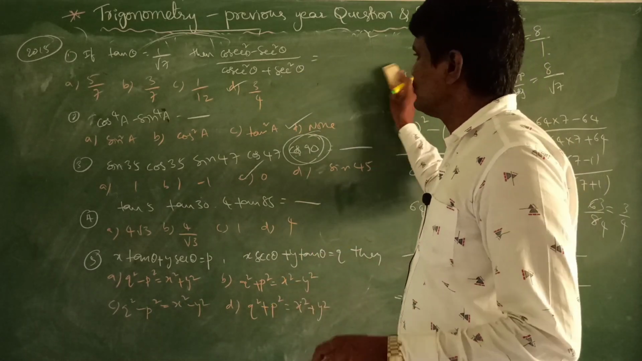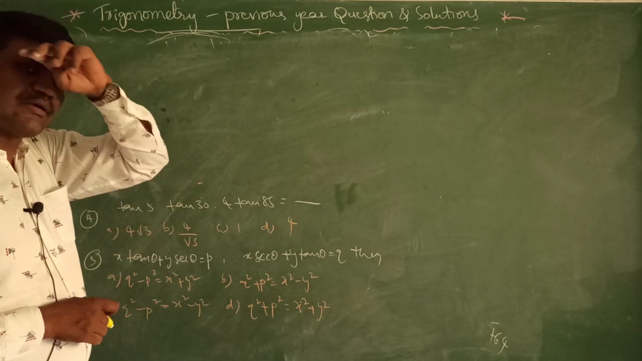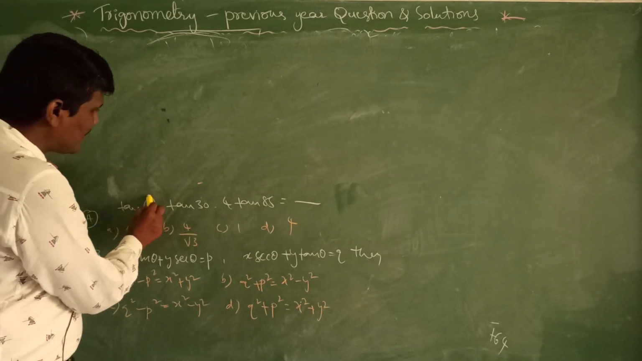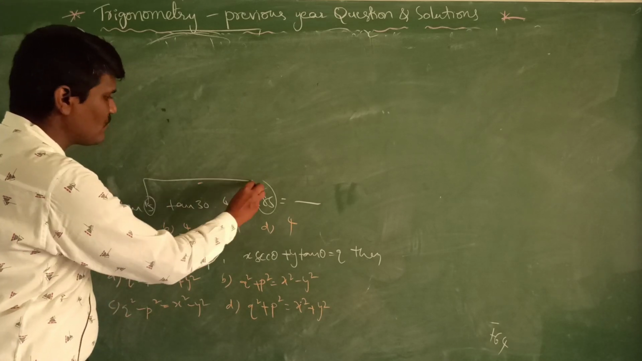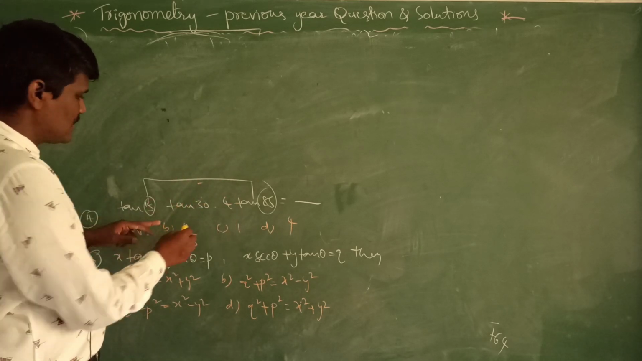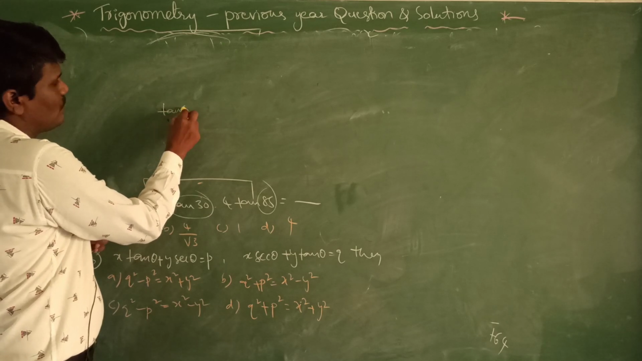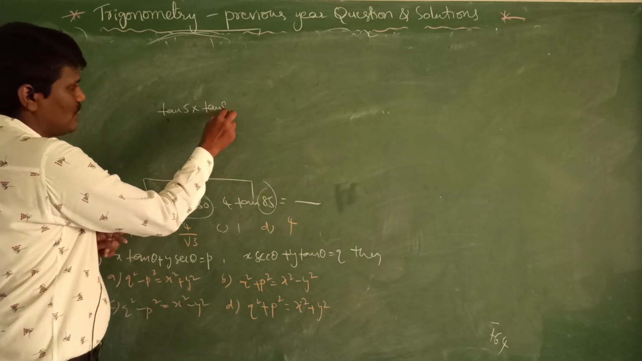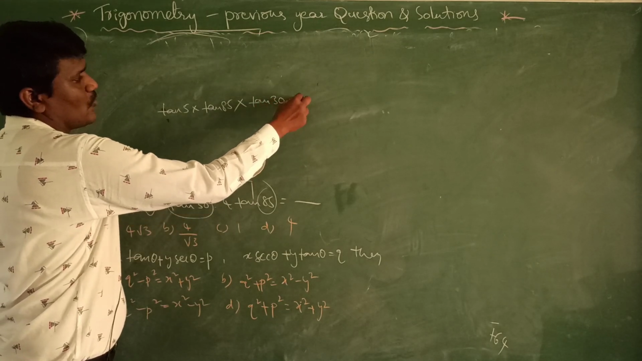Let's solve now. Now fourth problem, tan 5 into tan 30 into 4 tan 85. By seeing this, 5 and 85 are complementary. So tan 5 and tan 85 value is 1. So the remaining we can solve. So I can write tan 5 into tan 85 into tan 30 into 4.